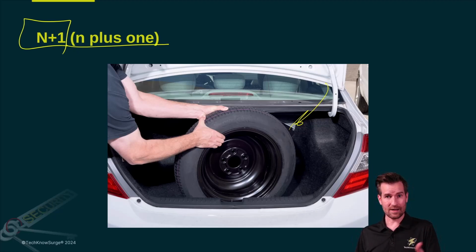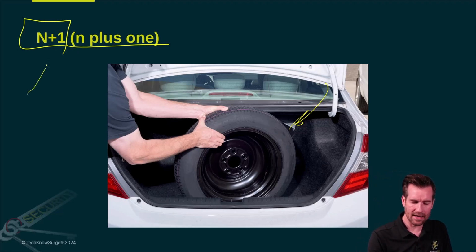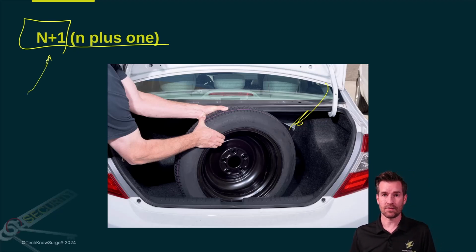Or if you had really critical systems, maybe you have an N plus 2 or an N plus whatever. But N plus 1 is a pretty big standard that's out there that most people consider good for their needs, meeting the needs that they have.